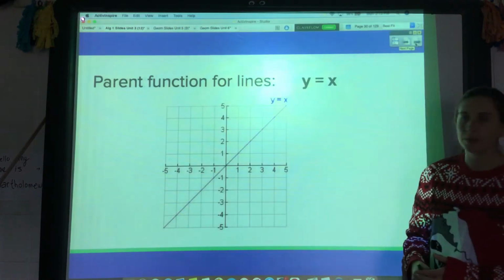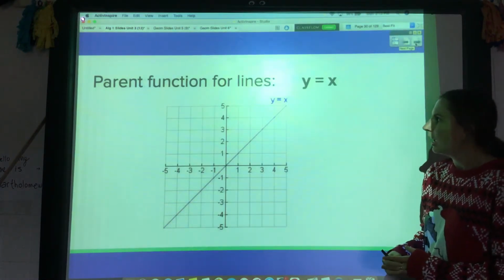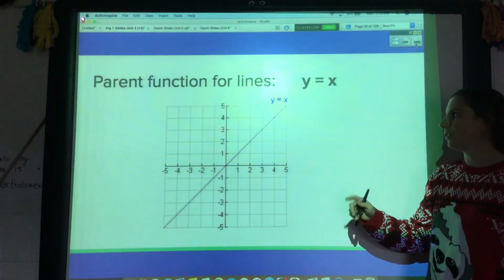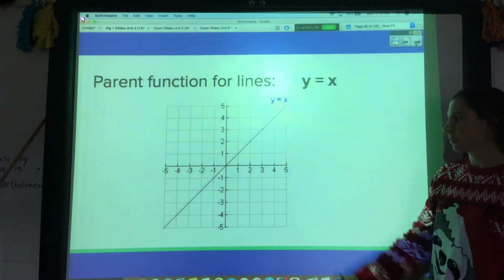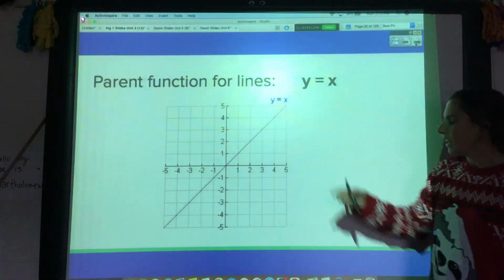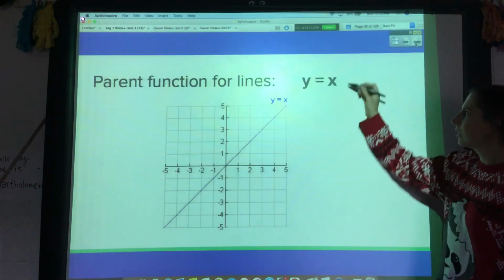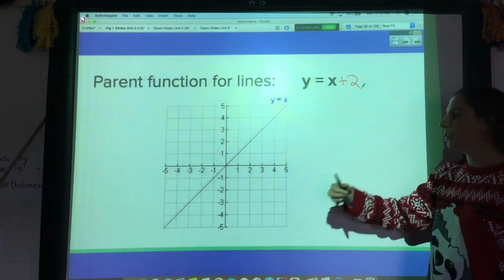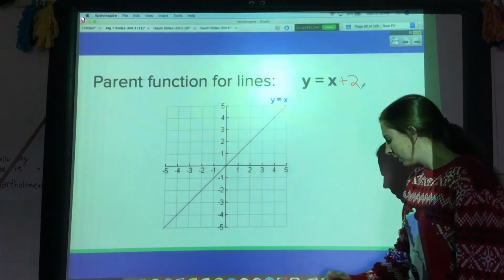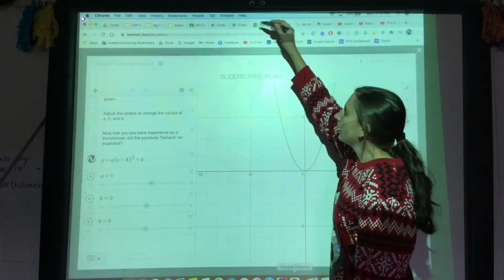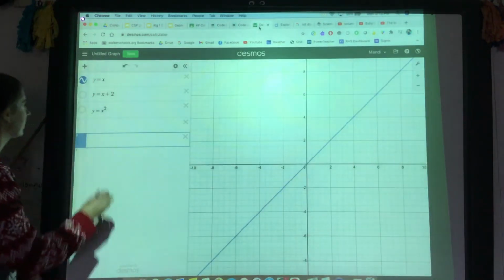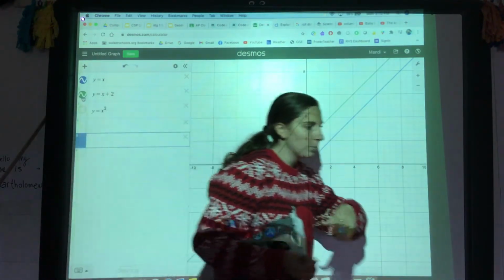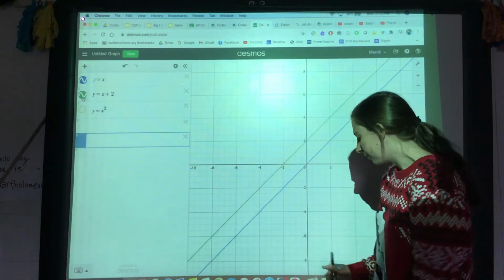Okay, so now that we've talked about that, I want to mention how we take parent functions and transform them. So with lines in the last unit, we started with y equals x, which is this line right here. And if I wanted to do anything to that line, I could like add 2. What happens is it takes all the outputs and adds 2, and that basically just bumps it up 2. You can see that on Desmos here. There's the line y equals x, and if I do x plus 2, it just bumps it up 2. These transformations apply to any type of function.